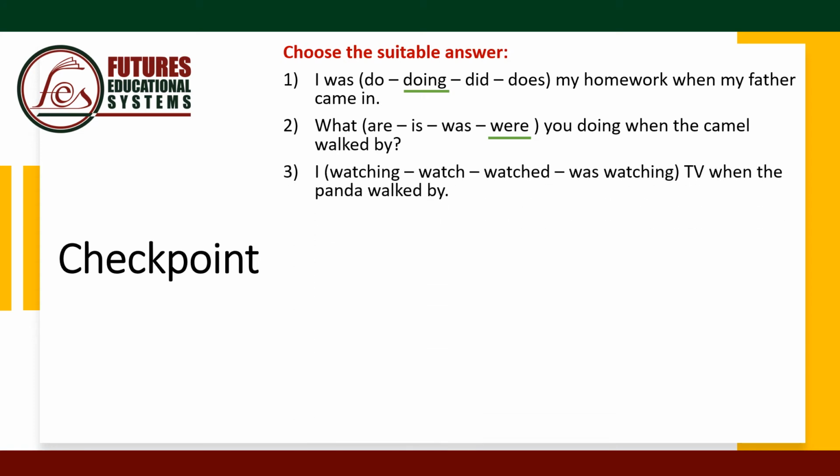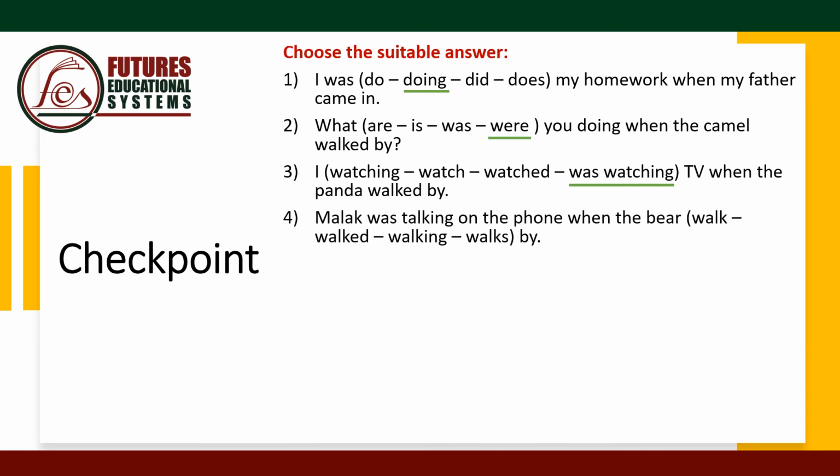Number 3: I TV when the panda walked by. Past continuous means, yes, I was watching TV when what happened? When the panda walked by. Number 4: Malik was talking on the phone when the bear did what? He was talking on the phone. That means this is the long action. This is the past continuous. When suddenly the interrupting verb happened, so it's in the past simple tense. So when the bear walked by.